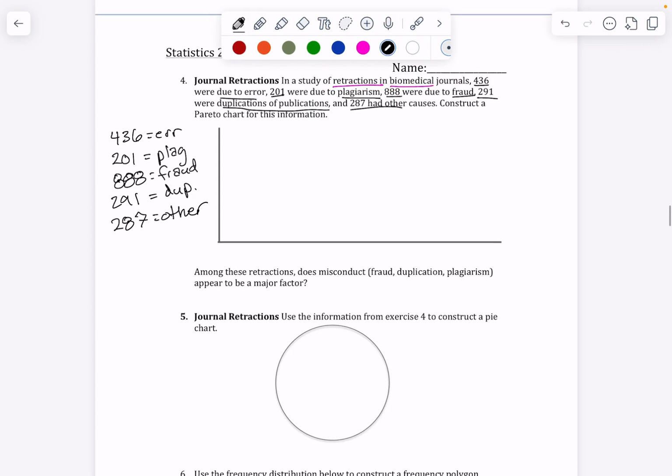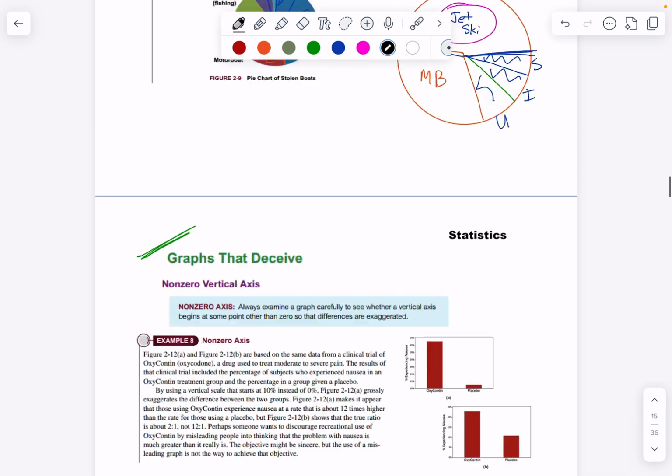Okay, so what they're going to have you do here, let's see, what are we making? Construct a Pareto chart. So in that case, you're going to put the highest category first, which is going to be fraud. So I'll help you get that started. Fraud. And then you're going to put your number over here, like your frequency. I don't remember what they called it for a Pareto chart. Do they call it frequency?